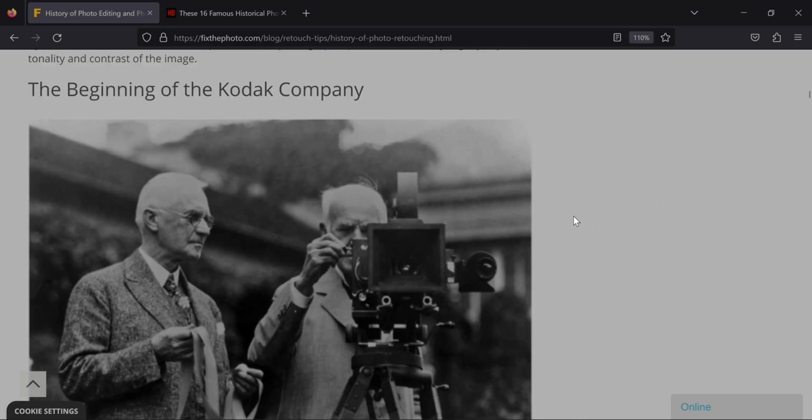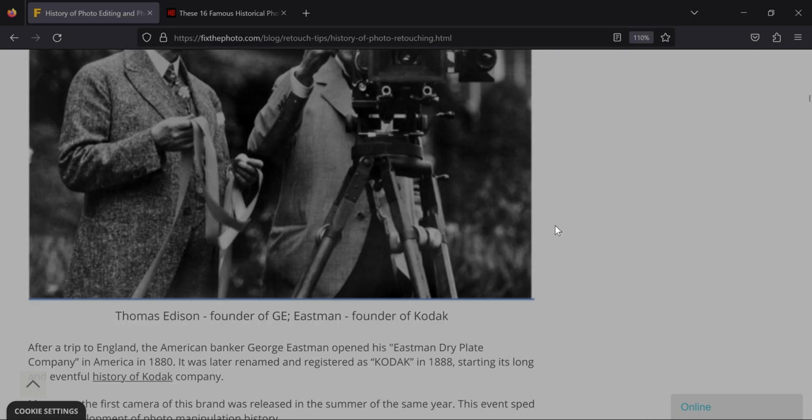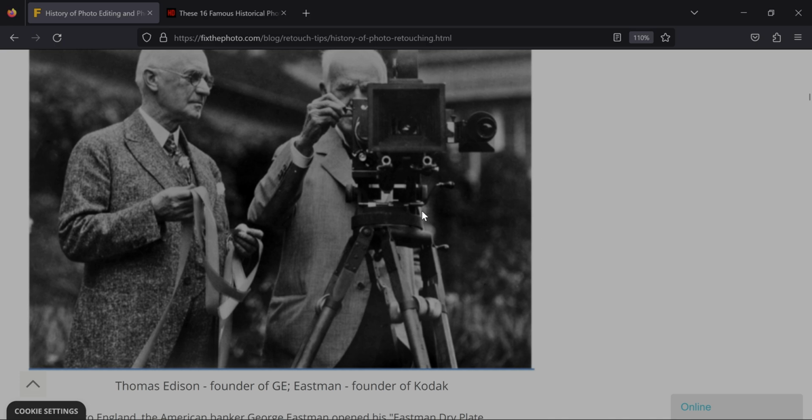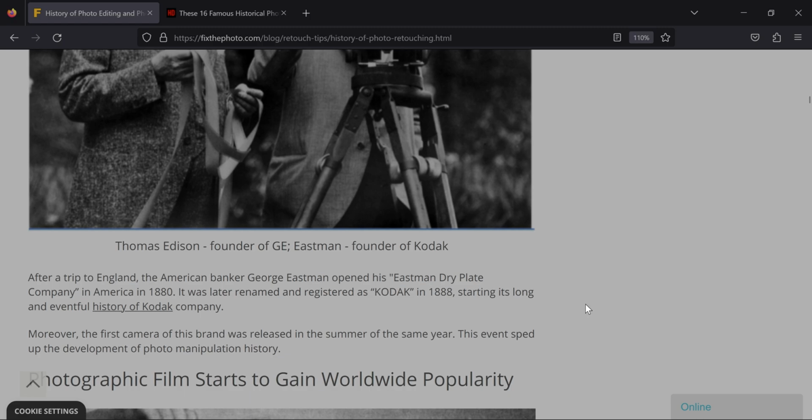This also talks about the founding of the Kodak company. This picture showing Thomas Edison and Eastman, the founder of Kodak. And it talks about after a trip to England, the American banker George Eastman opened his Eastman Dry Plate Company in America in 1880. It was later renamed and registered as Kodak in 1888, starting its long and eventful history of Kodak Company.